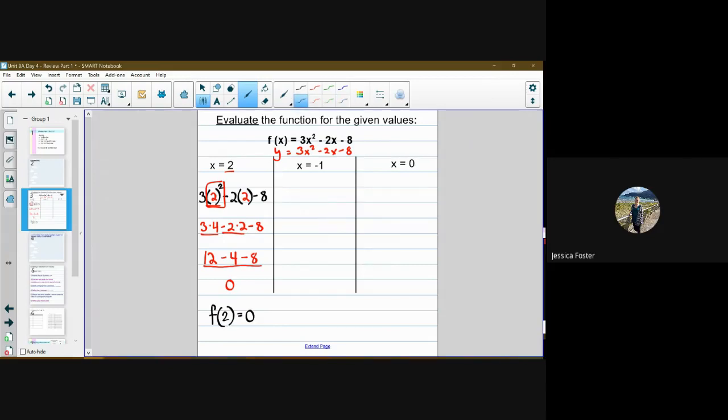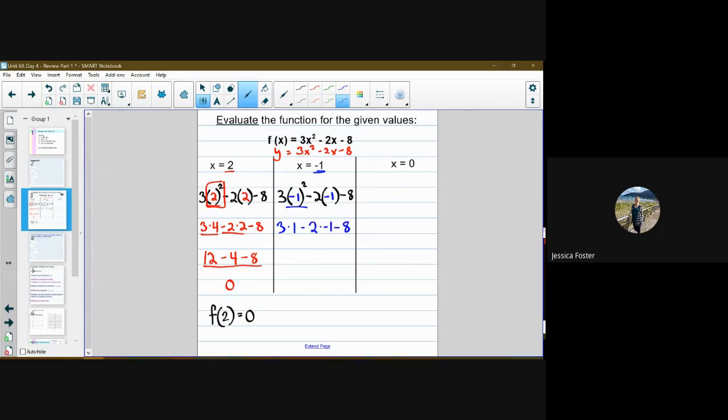All right, I'm going to flip my color a little bit here, but we'll do the exact same thing as before, same equation. We're just changing our x value. So I'll rewrite it just like this. This time we have negative 1. So negative 1 here, negative 1 here. So I've got 3 times negative 1 squared, which is positive 1, minus 2 times negative 1 minus 8.